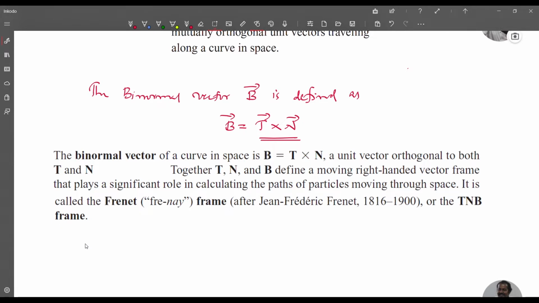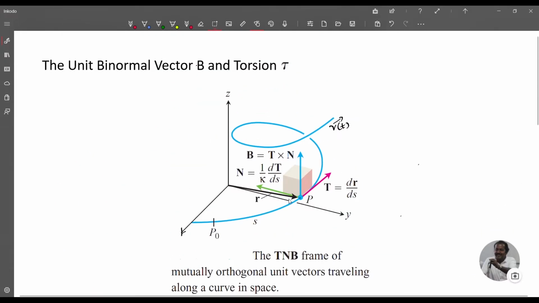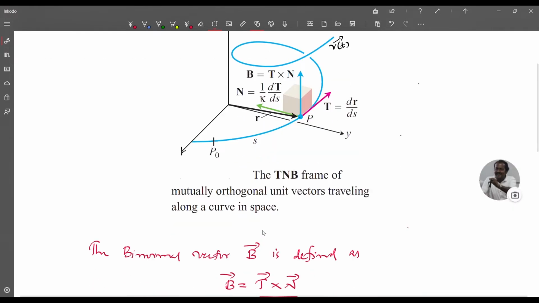Together, T, N and B define a moving right-handed vector frame that plays a significant role in calculating the paths of a particle moving through space. It is called the Frenet frame or the TNB frame. So this frame is called the Frenet frame or TNB frame.